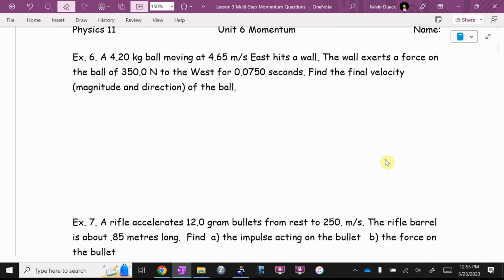Don't write this down, but no problem if you went VF equals question mark. If you then said, oh, they gave me a VI, oh, they gave me a time, I can find A by going F over m. I would have no problem doing that. But I'm noticing a couple of things.